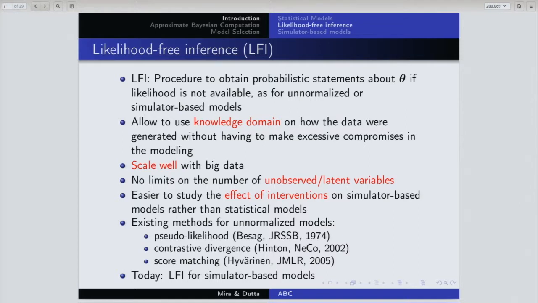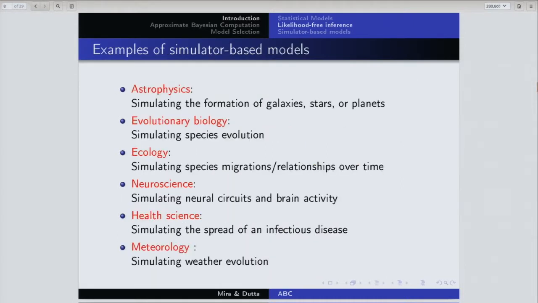There are various ways of making inference when the likelihood is not available. Here are some references. Today, I will focus on likelihood-free inference for simulator-based models, and specifically, I will talk about approximate Bayesian computation as one method to make inference from these generative models when the likelihood is not available.